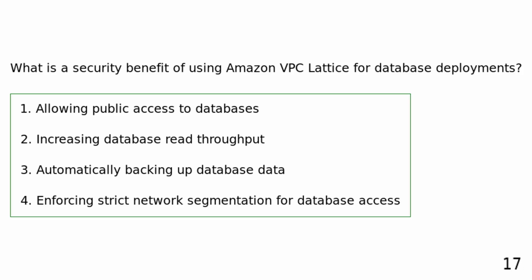What is a security benefit of using Amazon VPC Lattice for database deployments? Allowing public access to databases. Increasing database read throughput. Automatically backing up database data. Enforcing strict network segmentation for database access.